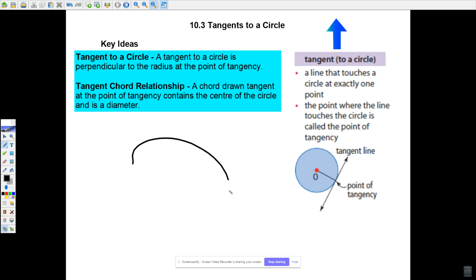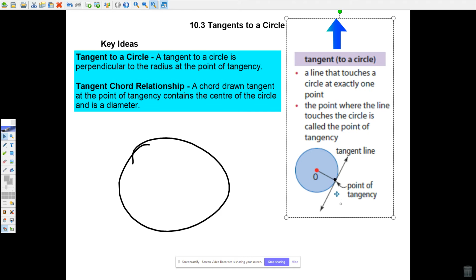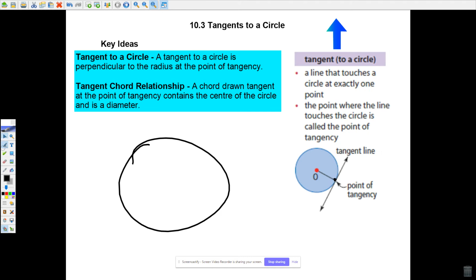If you have a circle, good looking circle there, a tangent to the circle is a line that touches the circle at exactly one point. So if we look at this line over here, this line touches the circle at only one point, right there. Okay, that is called the point of tangency. This is a tangent line. That point where it touches is the point of tangency.